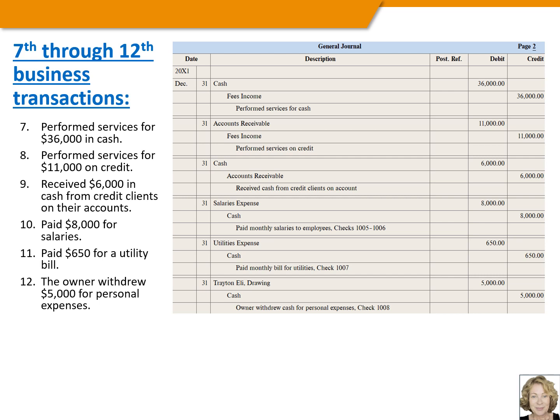For the 10th transaction, we paid $8,000 in salaries and need to increase our expenses by debiting salaries expense for $8,000 and reducing our cash with a credit of $8,000. The 11th transaction is very similar, but we debit utilities expenses and credit cash. For the last transaction, we need to debit the drawing account and credit cash for $5,000.